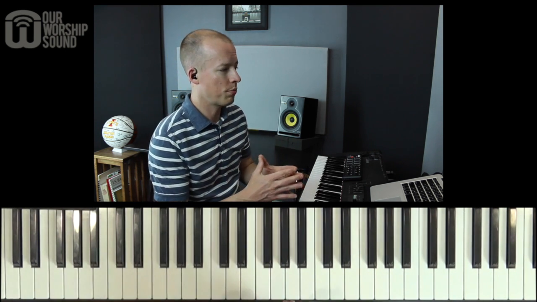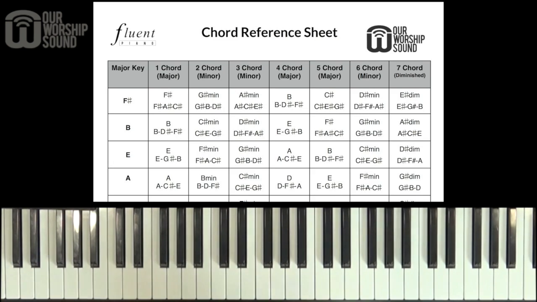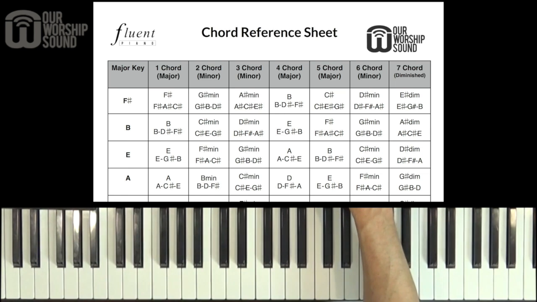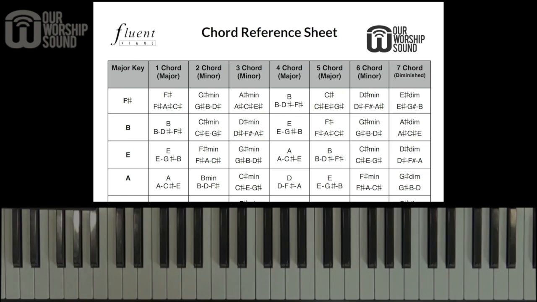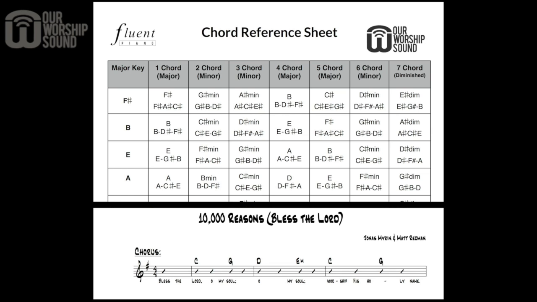So as we look at the chord progressions for this, we're going to use something called a chord reference sheet that's available for download at the blog post. It's going to help you walk through this, and it's very useful for other songs as well. But as we look at this, we're going to take a look at the chords that are in 10,000 Reasons and see if we can identify one key that has all the chords that we need from this song.